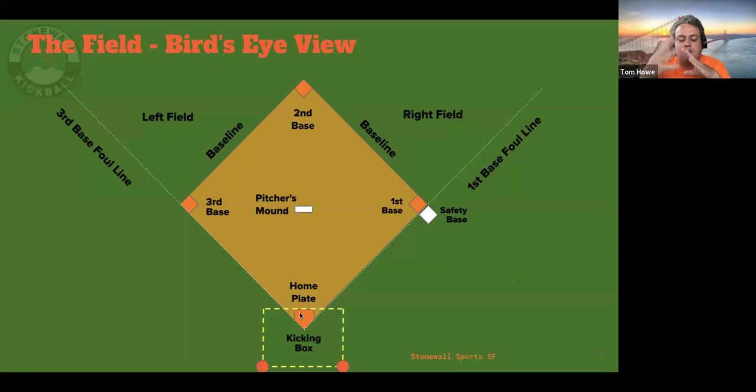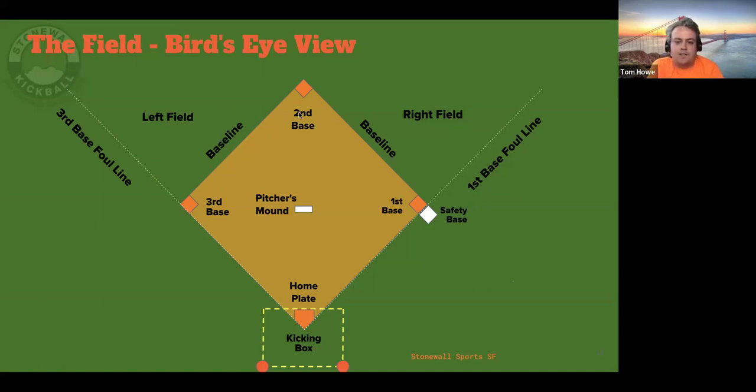So as far as the kicking team is concerned, each of these bases, first, second, and third, represents a safe zone. So it's a place where a runner can be safe from the fielding team during their long journey back to home plate. Also, some things to note here are the pitcher's mound. One of the more prominent fielding positions is that of the pitcher. The pitcher will commence every play by releasing the kickball towards home plate.